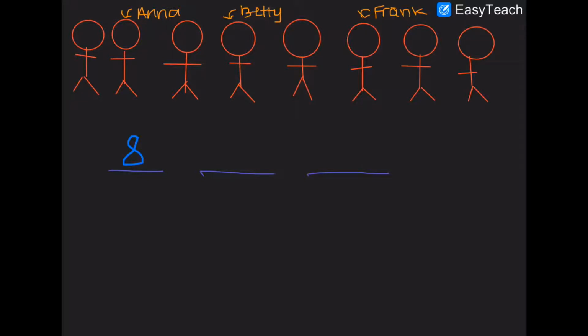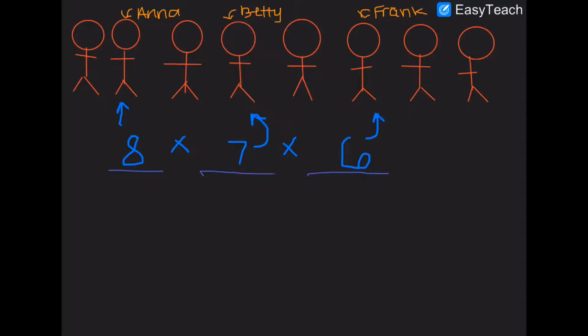Then, let's say we picked Anna. Then, there's 7 people we can pick second, because we can't re-pick Anna. So let's say we pick Betty. And there's 6 people because we can't pick either Anna or Betty because they're already picked. So let's say we pick Frank.